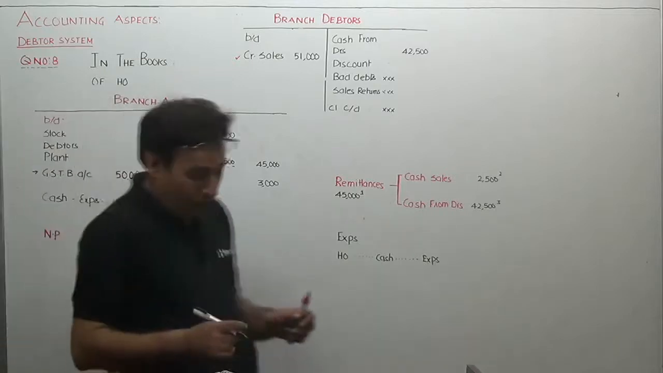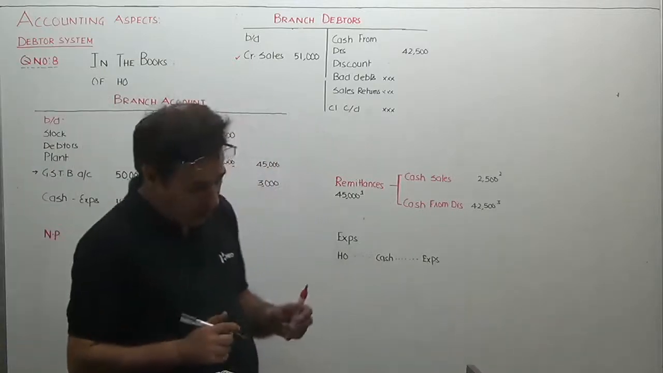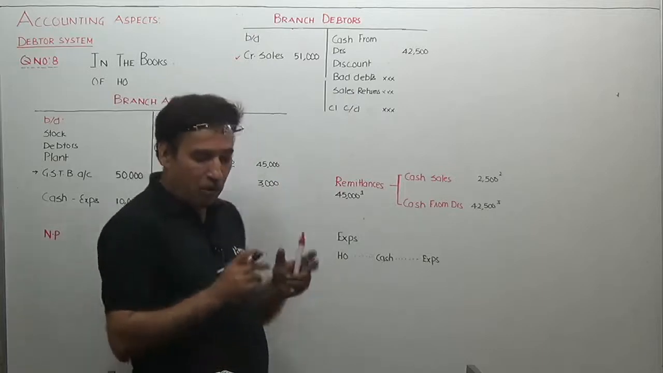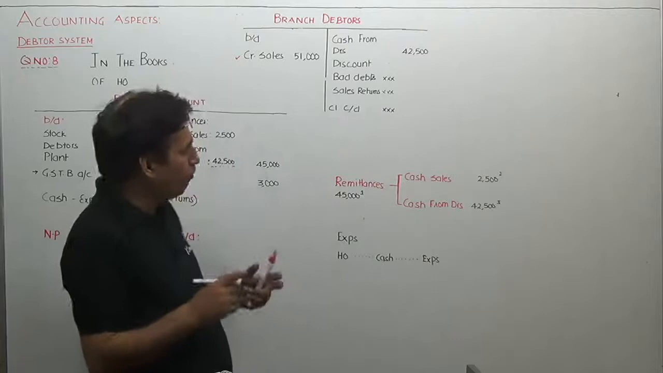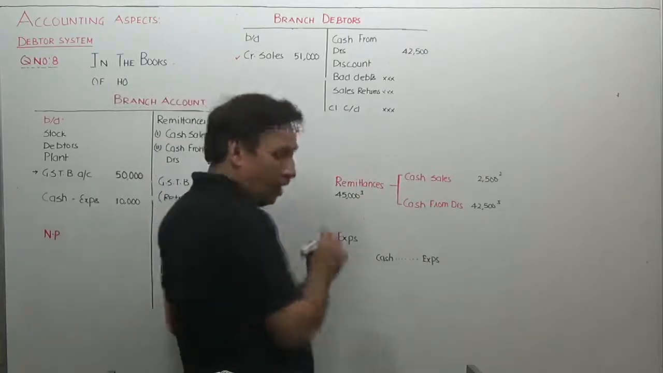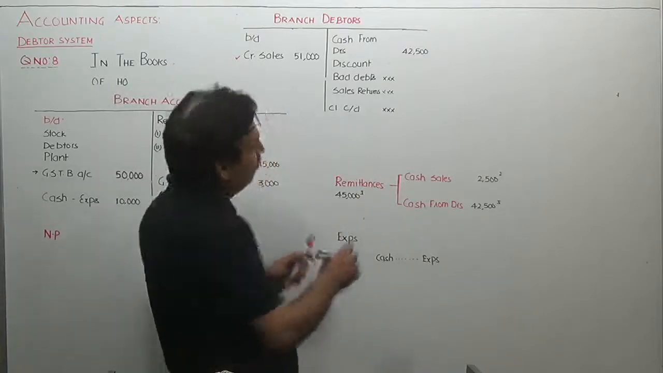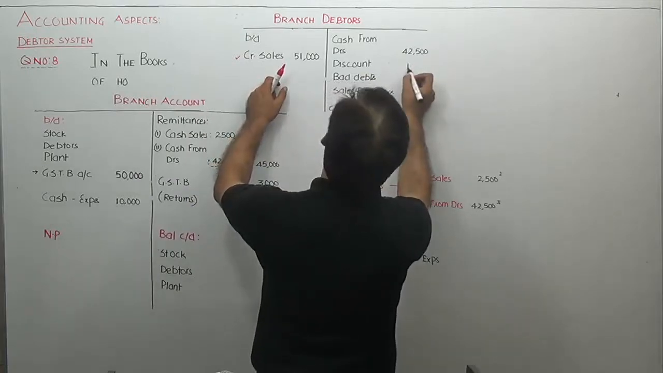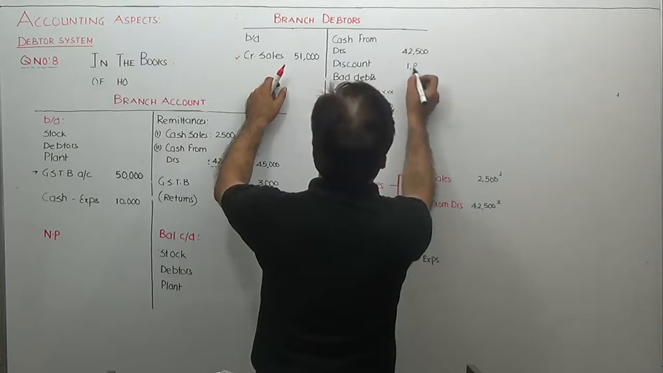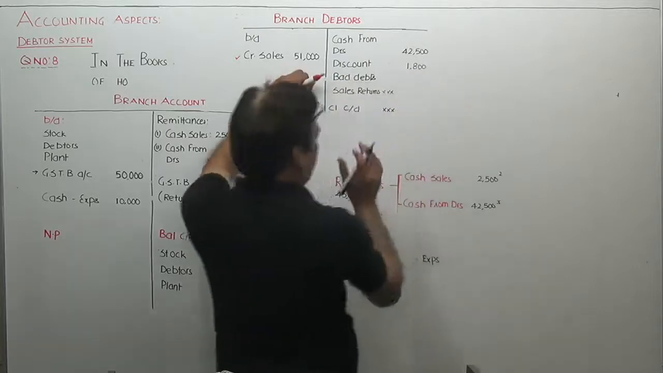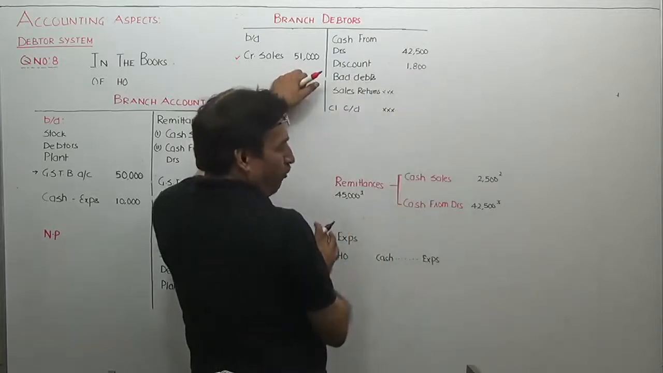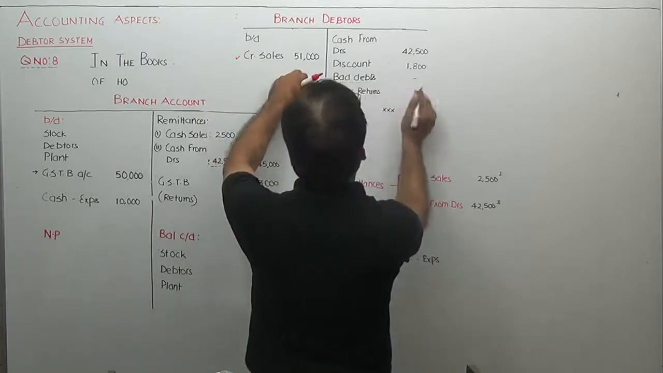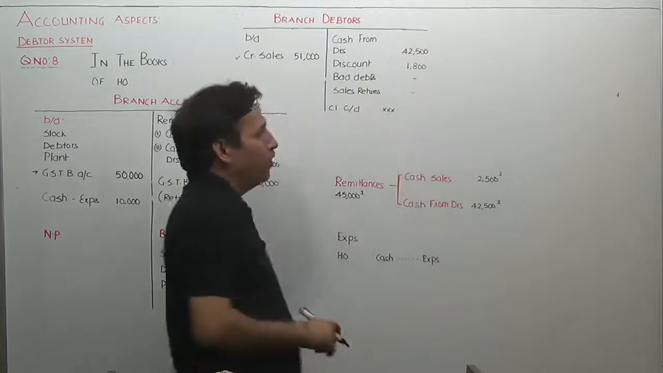10,000. Now it has been given to us discount allowed by branch. Discount allowed to customer, of course, by branch. Now discount allowed to customer is 1,800. So in this question, 1,800 is the discount, and this is a transaction which takes place between head office and branch office. No bad debts are given, no sales returns are given.